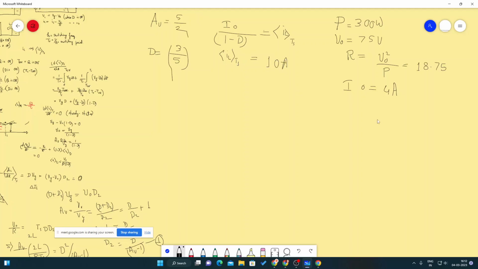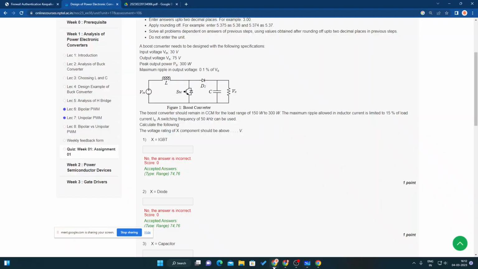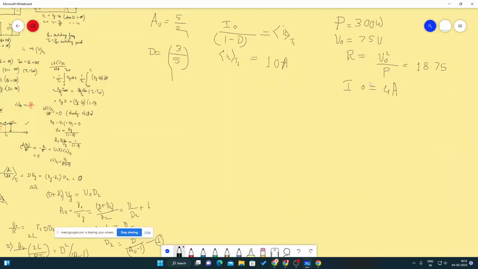Inductor current will be 10 ampere. The inductor current flows only through the switch, so it will also be 10 ampere. The average current flowing through the diode is also 10 ampere. So every value will be 10. I0 is 4 ampere, no? The output current is 4 ampere. But for the inductor current, as I derived earlier, considering the current through the capacitor, the charge in the capacitor will be 0 over the whole switching duration. We obtain that I out by 1 minus D is equal to the average of IL.